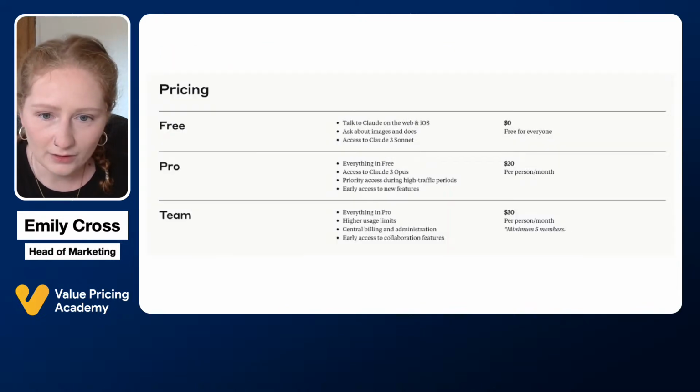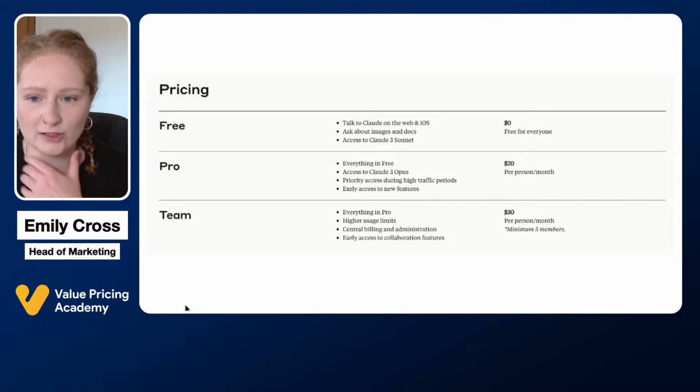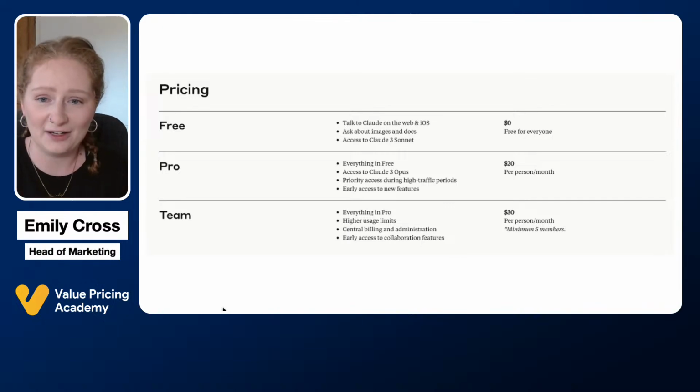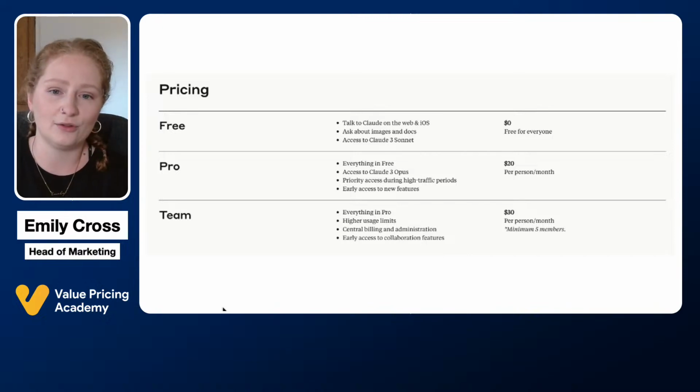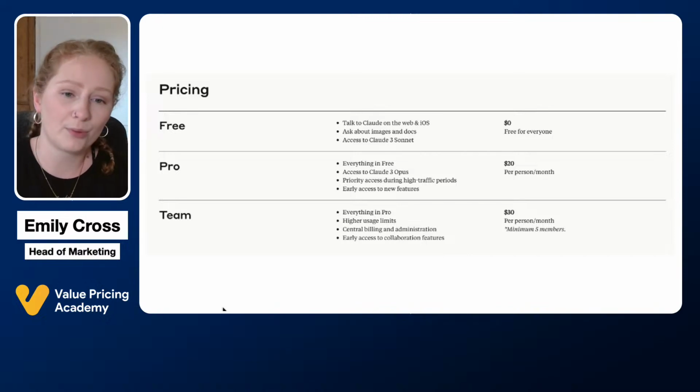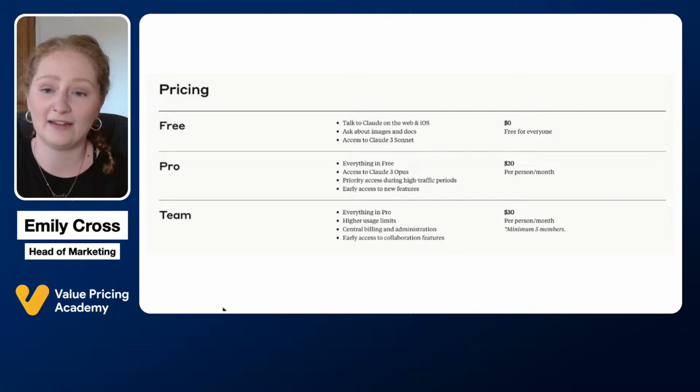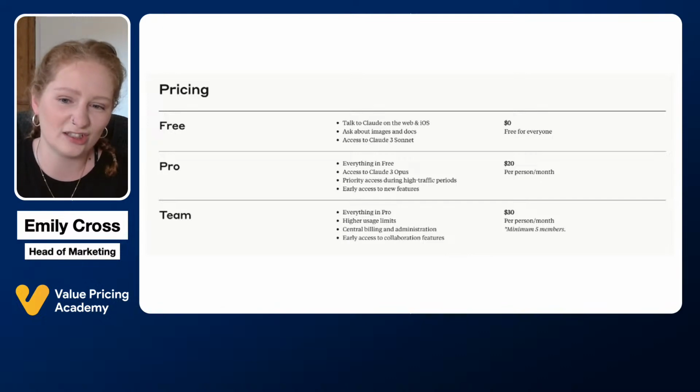So Claude, I believe this one is Claude. On the free version, you can talk to Claude on the web, you can ask about images and documents, which we've seen, and you can access Claude 3 Sonnet. On the Pro version, you get everything in the free, but you also get Claude Opus, priority access during high traffic periods, and then early access to new features, which we've seen. That's $20 a month. And then on the team plan, you get everything in Pro, and essentially you just get higher usage limits, central billing and administration.